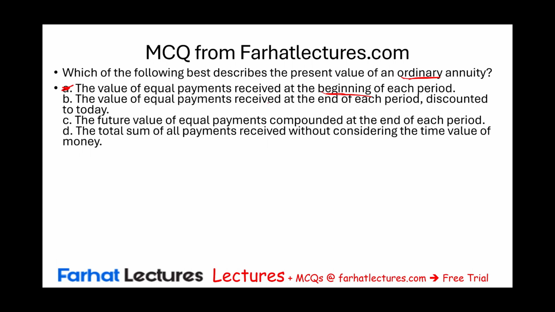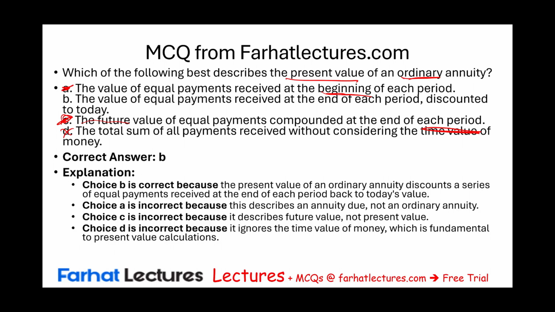B: The value of equal payments received at the end of each period discounted till today. Yeah, this sounds like the present value of an ordinary annuity. Definitely B is better than A. Let's look at C: The future value of equal payments compounded at the end of each period. First of all, C is talking about the future value, and the question is about the present value. This is an easy elimination. D: The total sum of all payments received without considering the time value of money. Hold on a second. The present value is all about the time value of money. This is also an easy elimination. As we predicted, B is the correct answer, because this is the definition, an extremely important definition.